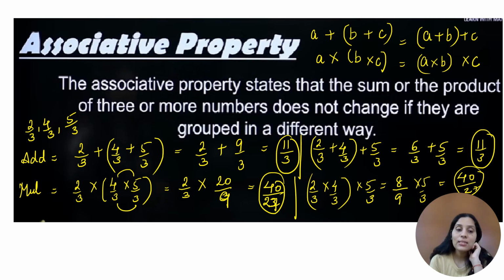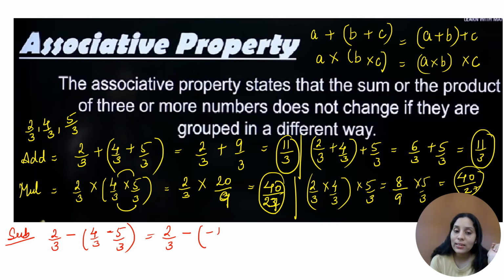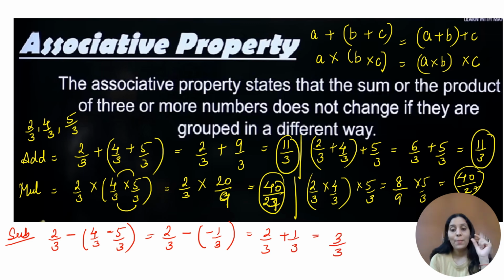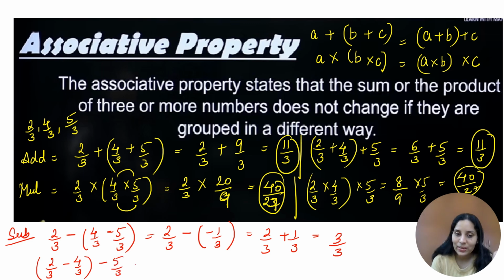But now let us see for subtraction. So subtraction 2 by 3 minus 4 by 3 minus 5 by 3. I'm grouping these together. So 2 by 3 minus, now 4 minus 5 is minus 1 by 3. So we end up with 2 by 3 plus 1 by 3, which is 3 by 3. But just in case I interchange the order. So 2 by 3 minus 4 by 3 is in one bracket and minus 5 by 3.